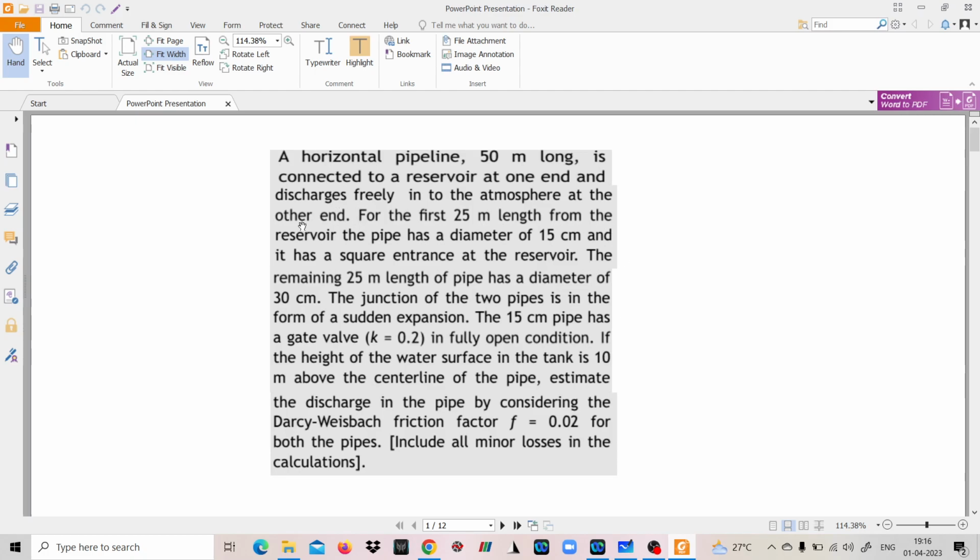The first problem that we'll discuss is again a very big problem. It's a simple problem but involves a lot of parameters.